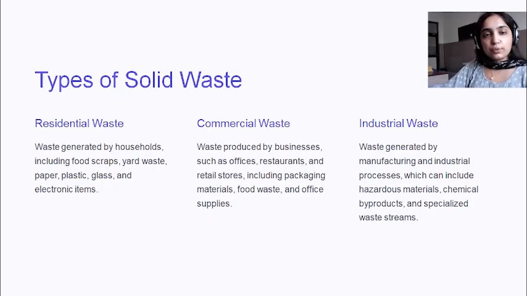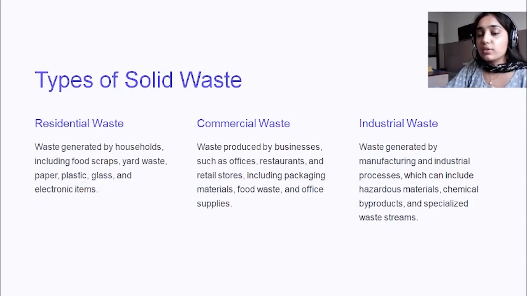So types of solid waste are categorized into three categories. First one is residential waste, second is commercial waste, and third is industrial waste. Residential waste is related to our household activities, for example food scraps, paper, plastic, glass, etc. While commercial waste is related to our businesses, such as restaurants, offices, retail stores, which includes packaging of material, food waste, and office supplies like stationery, etc.